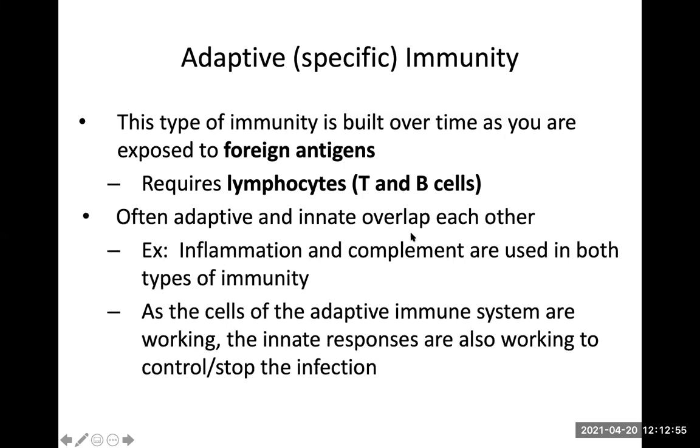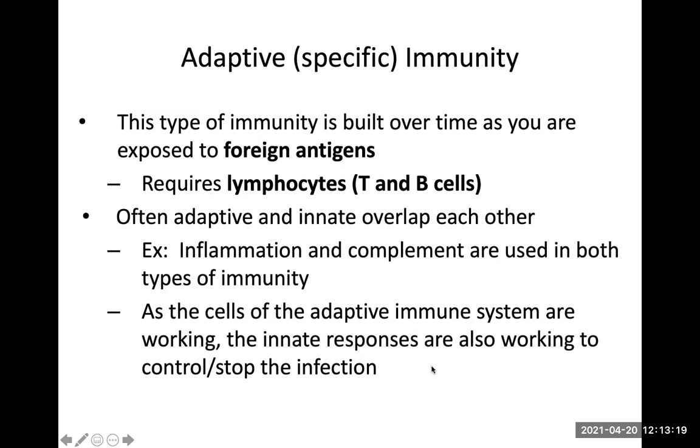So often the adaptive and innate overlap each other, as I've been saying. So inflammation comes up in all of our lectures, right? The complement system as well. So you'll see that as a commonality for both types of immunity. As the cells of the adaptive immune system are working, the innate systems are also working, right?